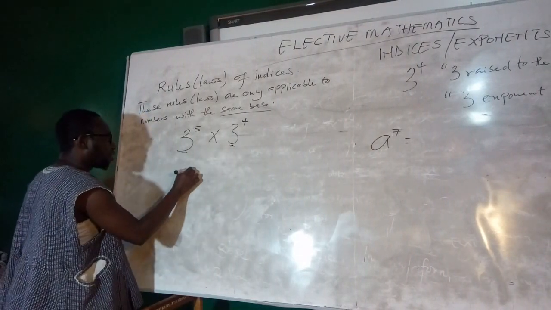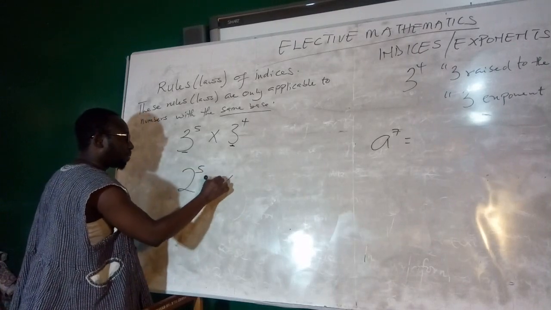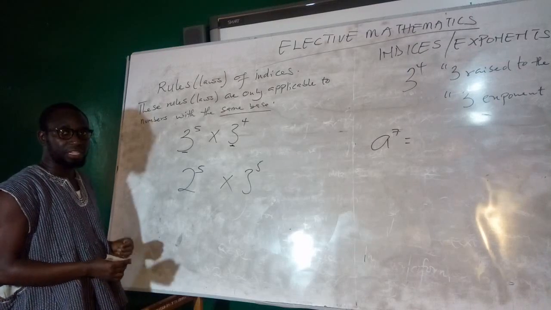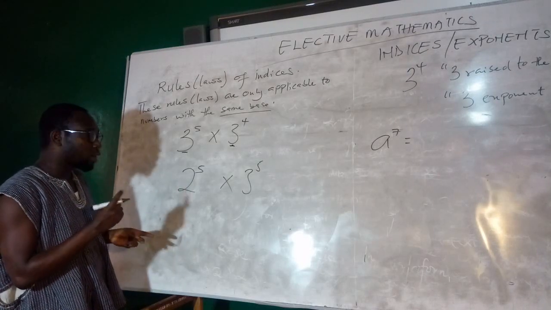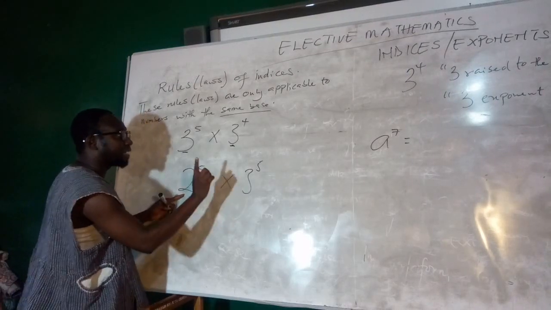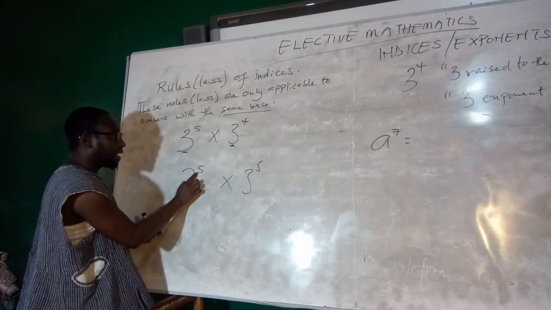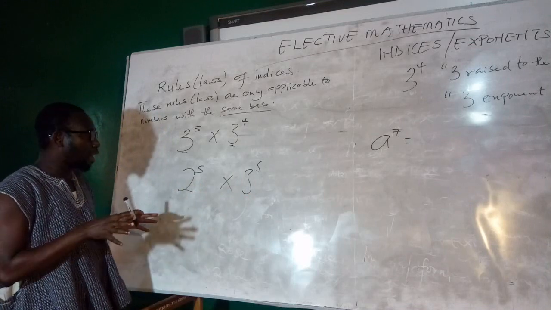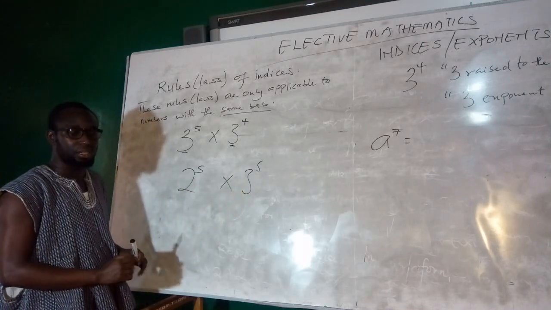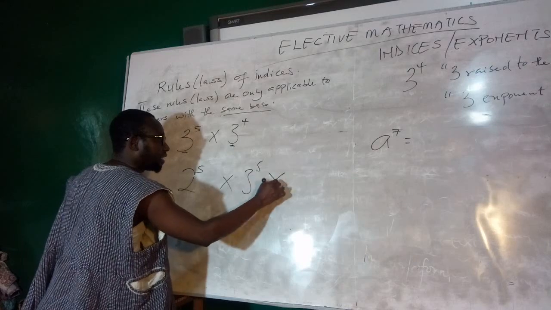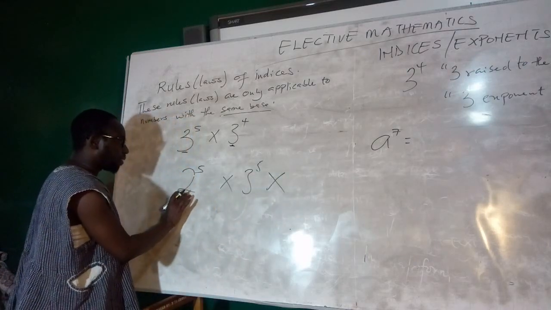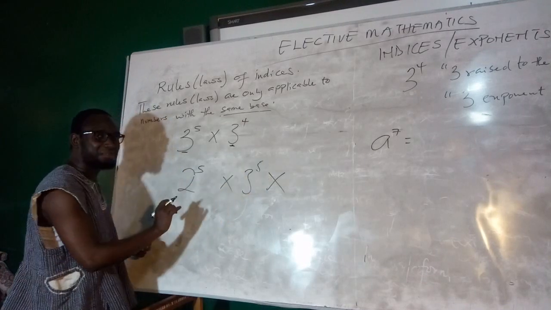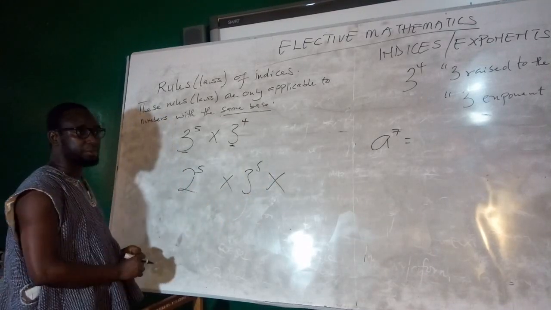What if we have 2 raised to the power of 5 multiplying 3 raised to the power of 5? Is the law applicable here? No, in the sense that the bases are not the same. The key word is same base. We can see that they have the same exponent, which is 5. But then we are not talking about the exponent. We are using the same base. So the law is not applicable to such an expression because 2 exponent 5 and 3 exponent 5 do not have the same base.